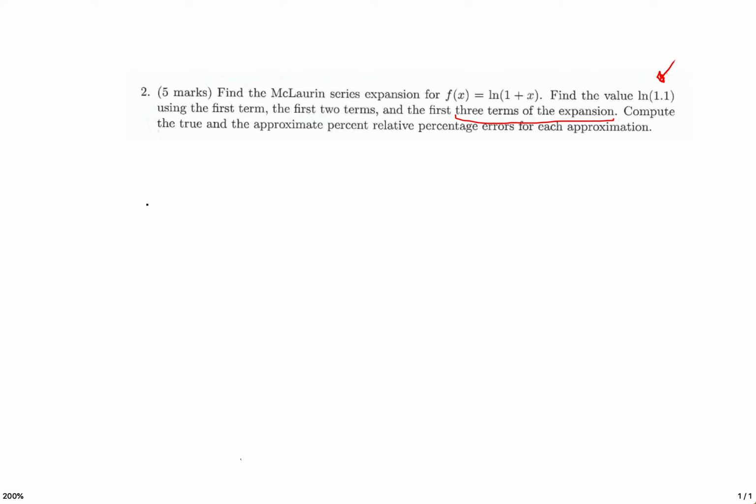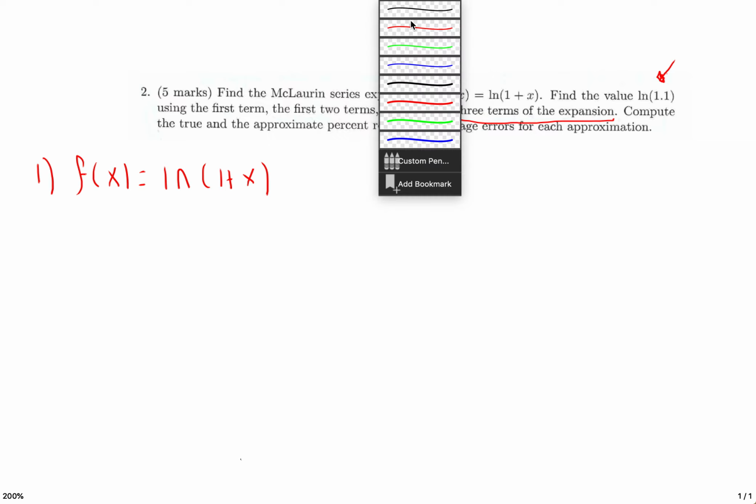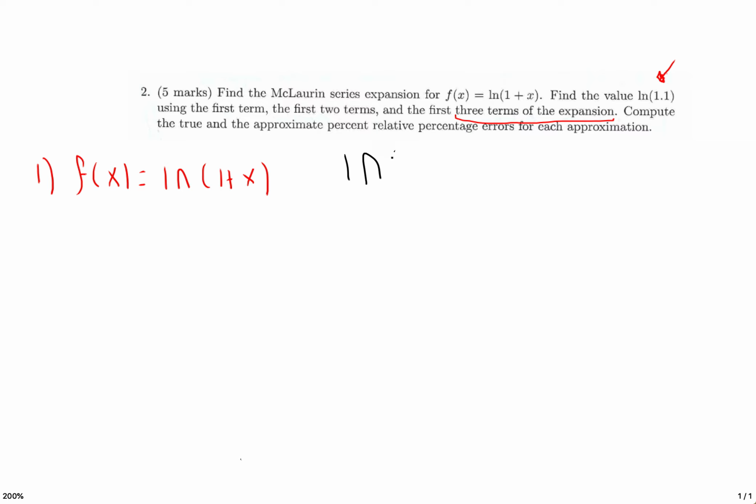So what does this mean? You can't simply plug in ln 1.1. Instead, we need to take a look at our original function, f of x is equal to ln(1 plus x). What really concerns us here is the value of x. We need to find what the value of x is in order to start this question. So it says find the value for ln 1.1. So ln 1.1 is what we're actually looking at right now. And we're just going to use simple algebra to work backwards and find what the value of x is.